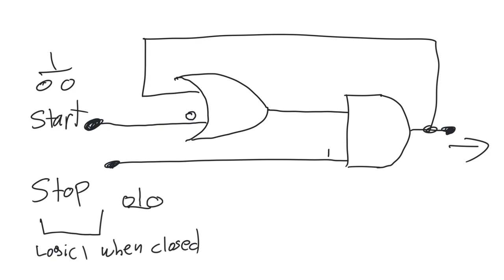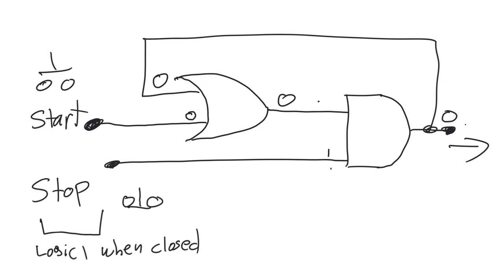Assuming the system was reset, again, this is only a partial diagram, and the output here was low, which means that is low, which means that is low. So the system then is reset. The AND gate output is low because one of its inputs, the stop, is high, but the other one coming from the OR gate is low, so the output must be low.